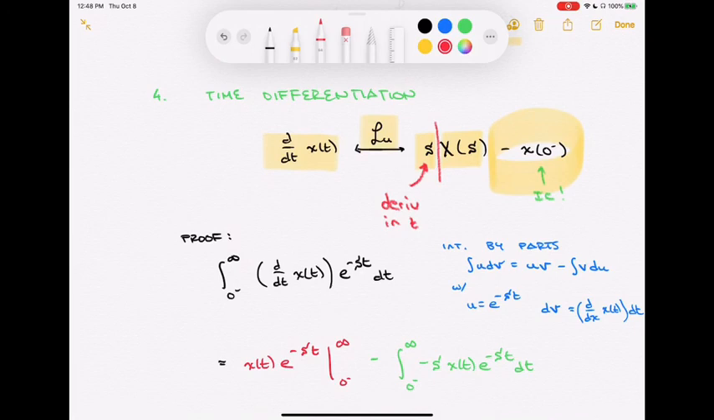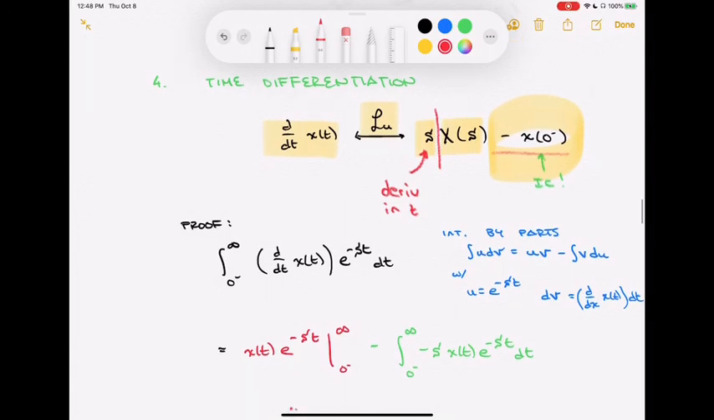So this s times capital X of s would be interpreted as a time domain expression as being: take the derivative of little x of t. And then we see, which is nice, this explicit dependence on the initial condition. Let's go ahead and prove this guy. I'm going to prove it in the standard way. I'm going to take what I'm trying to work with, d/dt of x of t, and plug it into the unilateral Laplace transform's definition.